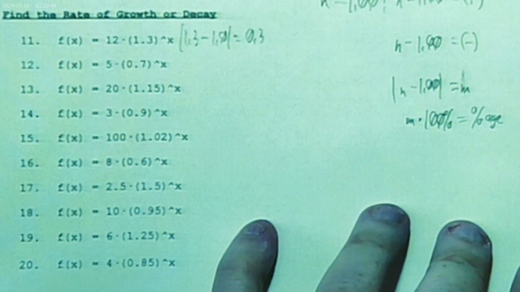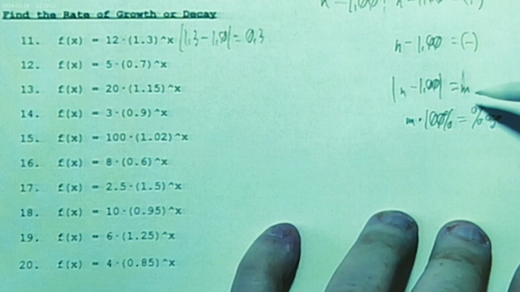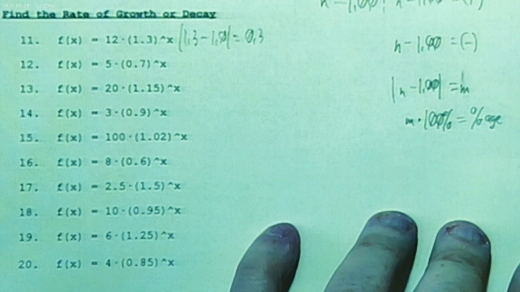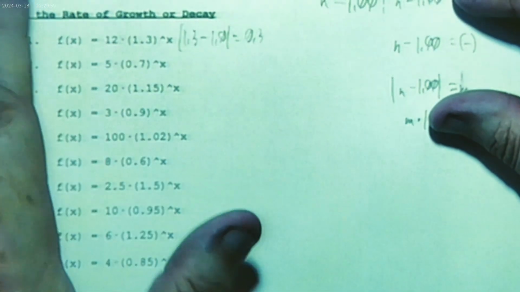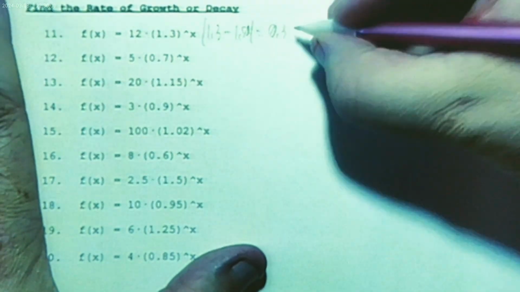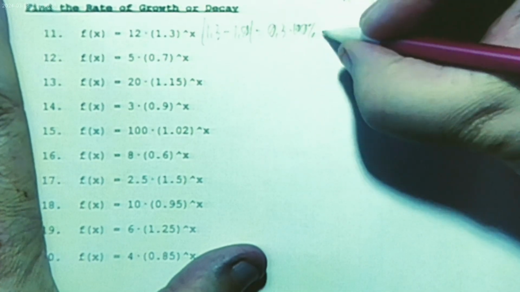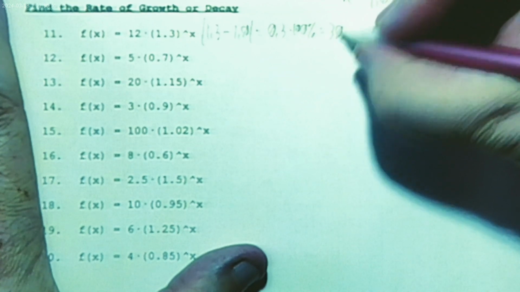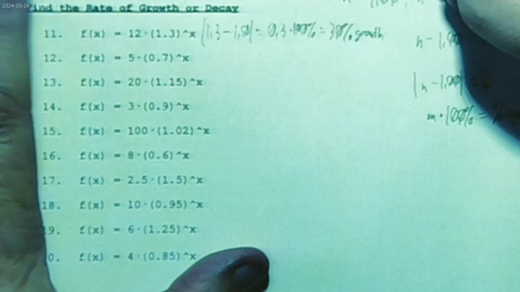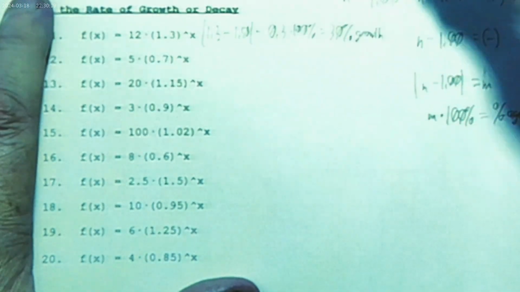There we go. So take the absolute value of n minus 1.00, that's going to give you a number. You take that number times 100%, that gives you your percentage of growth or decay. So bringing this back to this problem, I've got 0.3 times 100%. That means that I've got 30% growth, which I do. All right. Ooh, it looks like we've got a good one here.